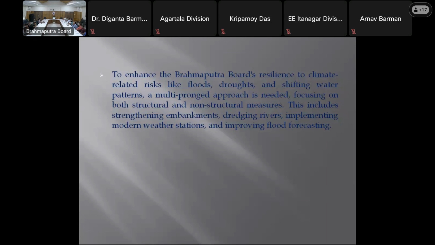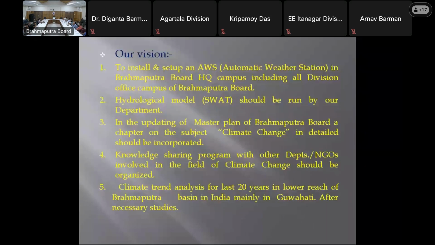Our vision. Number one, to install and set up an AWS, automatic weather station, in Brahmaputra Board headquarters campus, including all division office campuses of Brahmaputra Board. Now, sir, ये अंडर प्रोसेस में है, मतलब हम लोग ने already put up कर दिया है, taking the specification from IMD. Next, the hydrological models, SWAT models should be run by our department. मतलब सर इसके ऊपर हम लोग को एक ट्रेनिंग भी चाहिए ताकि हम लोग ये रन कर सकें.